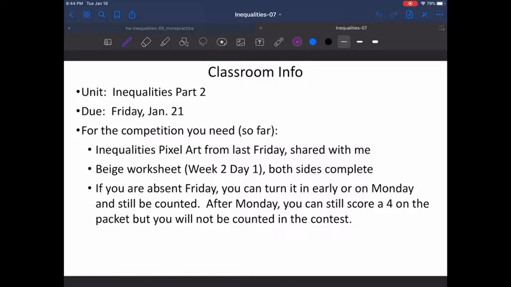Also, just a housekeeping thing, if you're absent on Friday, you can turn it in early, or you can also turn it in on Monday, and you'll still get a 4 and you'll still be counted for the contest. After Monday, you can still get a 4 because you were absent, but you will no longer be counted for the contest. We will exclude you from the percentage. So once again, class, you got to get 90% or more of the people in your class turning in complete homework packets so that you can pick your own seats.